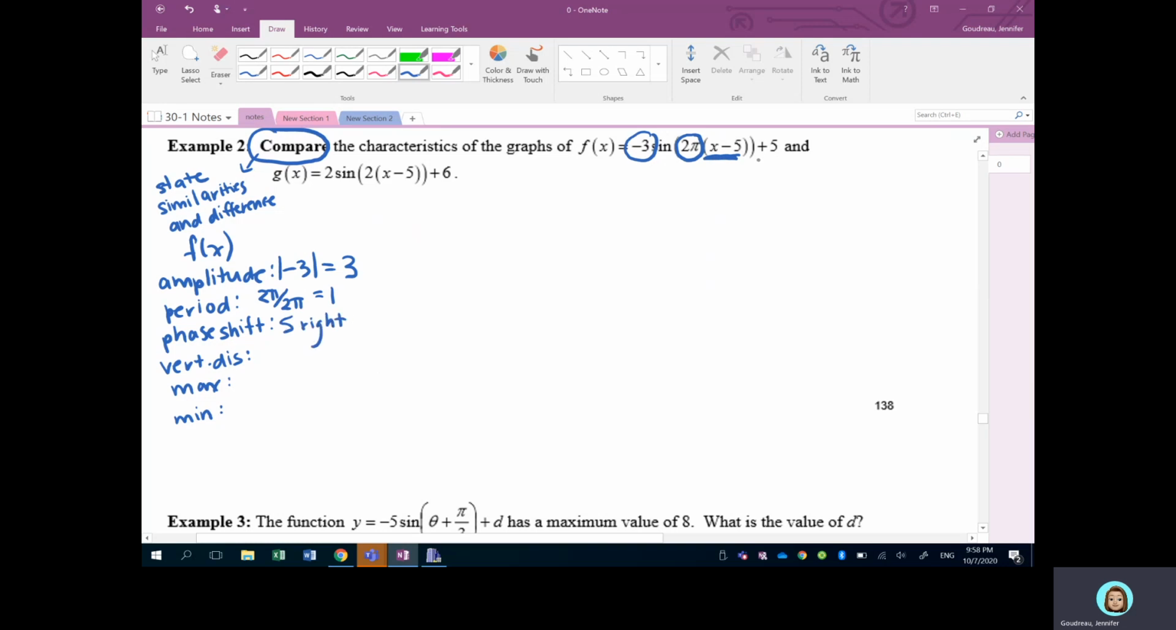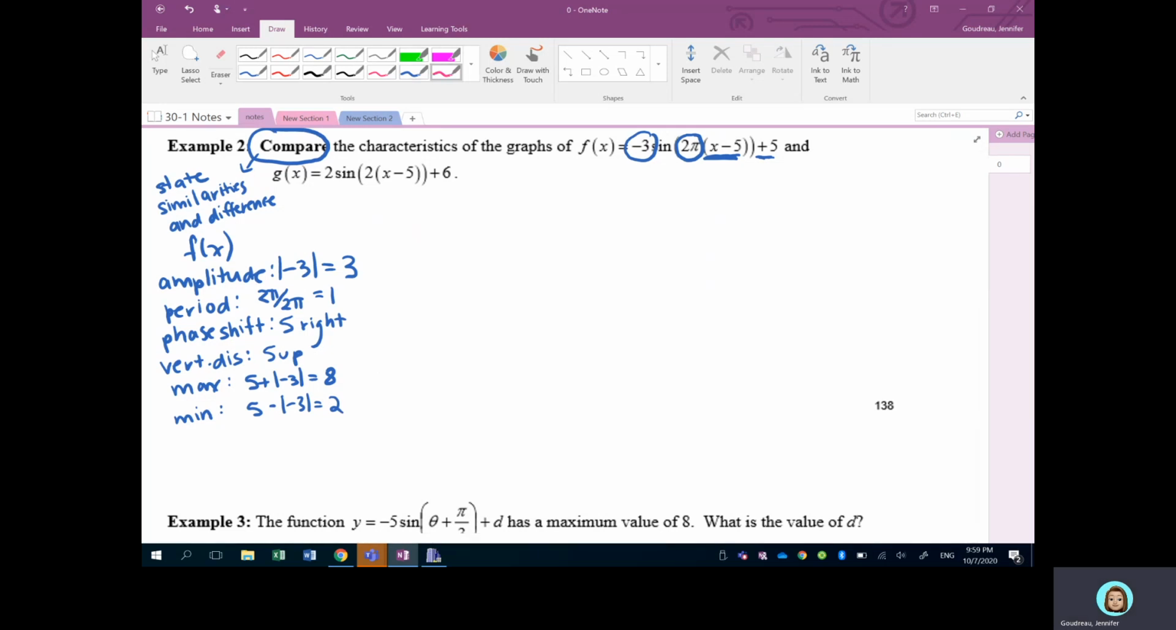The vertical displacement is our D value. It's a +5, so 5 units up. Our maximum comes from D plus the absolute value of A, so 5 plus the absolute value of -3, which gives us 8. Minimum comes from 5 minus the absolute value of -3, so 5 minus 3, which is 2.